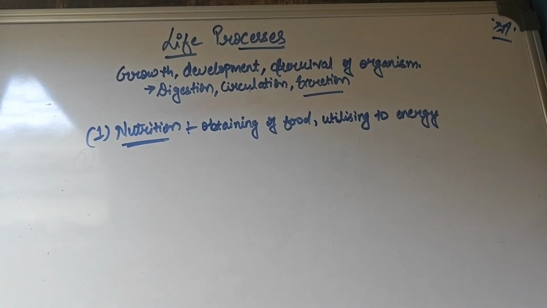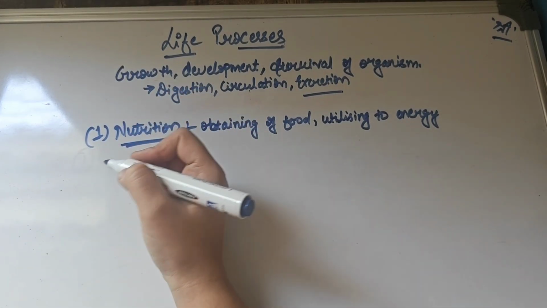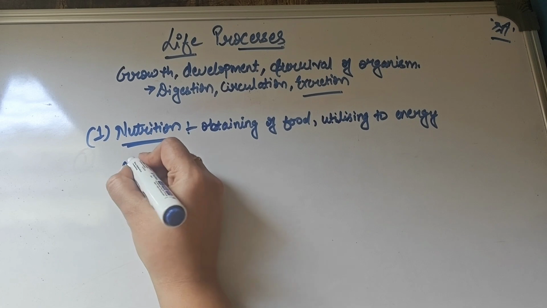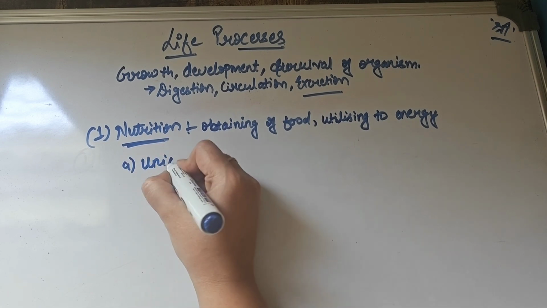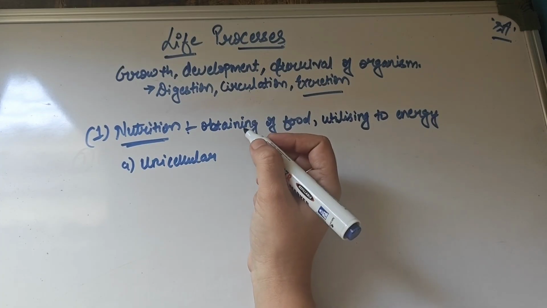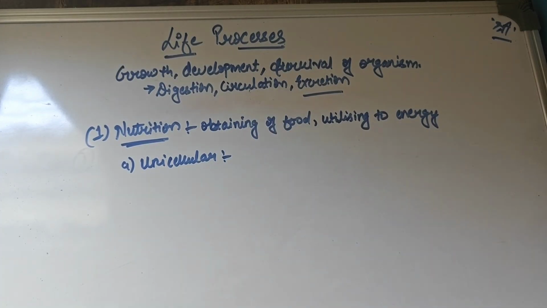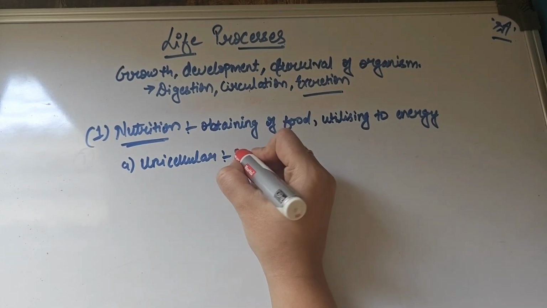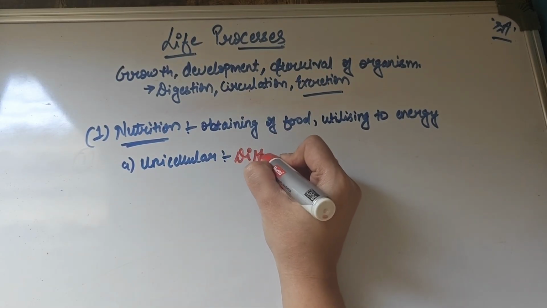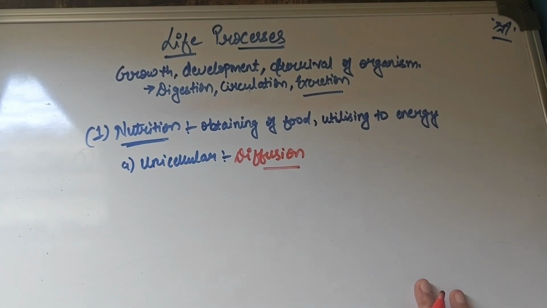Whenever we talk about this nutrition concept, it is very important to understand how nutrition happens based on the different complexities of organisms. If I talk about a simple unicellular organism, a single-celled organism like amoeba, you would have studied this in grade 9. How would they obtain nutrition? These organisms like amoeba, which are single celled, obtain nutrition by a simple process which is known as diffusion. I know you have studied diffusion in grade 9 also.